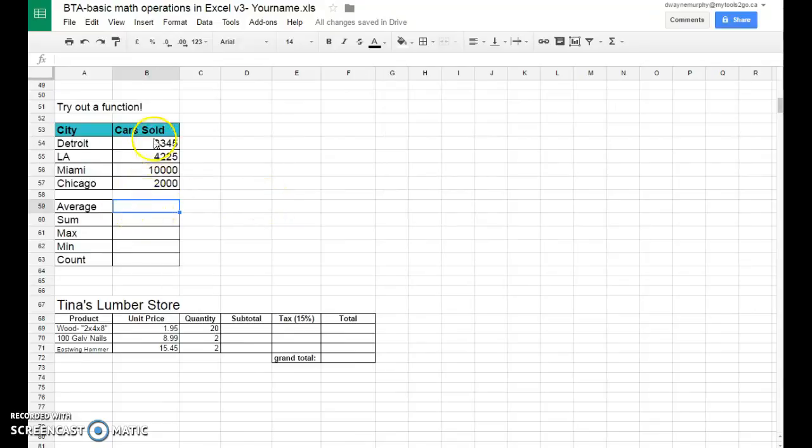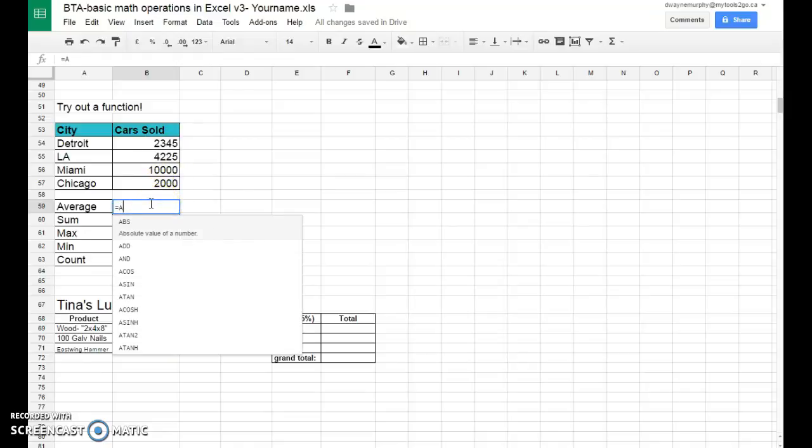This is really neat. If you owned a car company that had sales in 4 cities and you had some sales statistics, you might want to get the average. Out of all 4 of your cities, what's the average sales? Now you could do a formula that would add up all 4 numbers and divide by 4, but you can actually do a function. Watch this. You can type equals average.